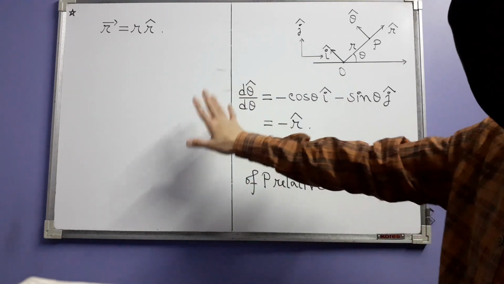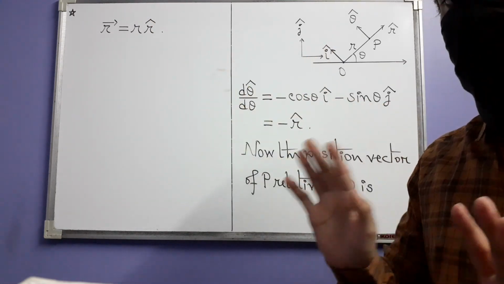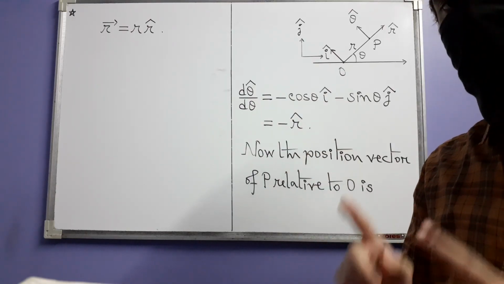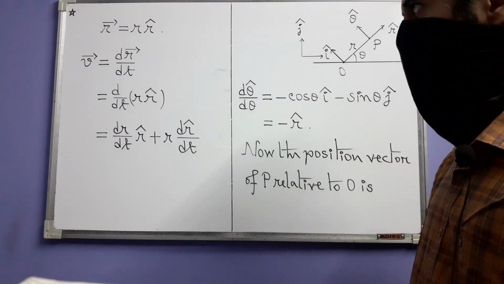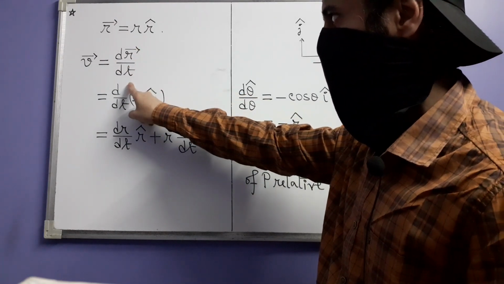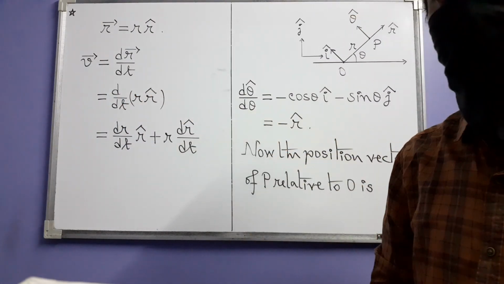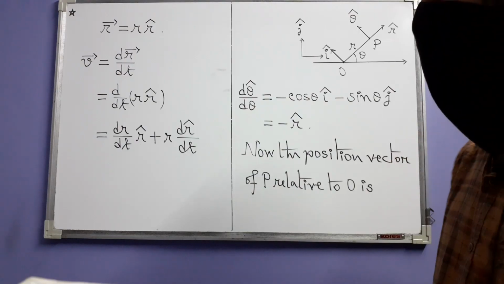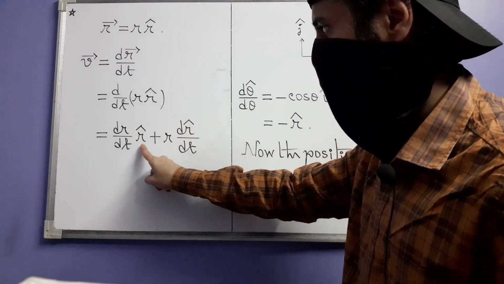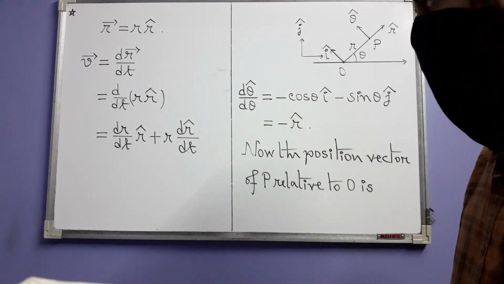Now to find velocity of P from this, we have to differentiate this, but not with respect to theta. By definition, that is derivative with respect to time. So we consider the velocity vector, which is dr/dt. That means d/dt of this r times r hat. And then we have to use the product rule, by which this derivative equals dr/dt times r hat plus r times d r hat/dt.